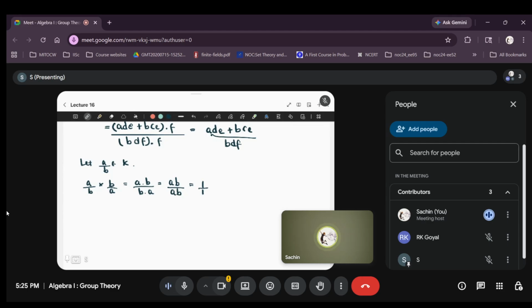No element has 0 in the denominator, and no element has 0 in the numerator except for the 0 element. So for all non-zero elements, both a and b are non-zero. Therefore, b by a is a valid equivalence class that belongs to the set K, and it is also the multiplicative inverse of a by b.